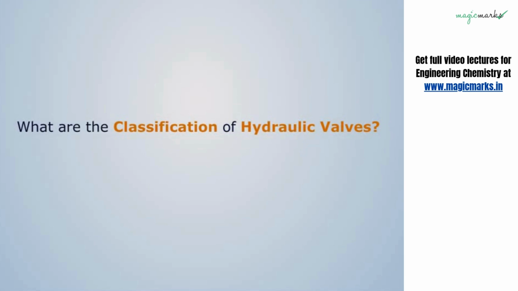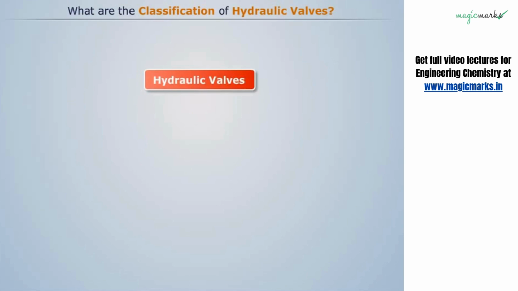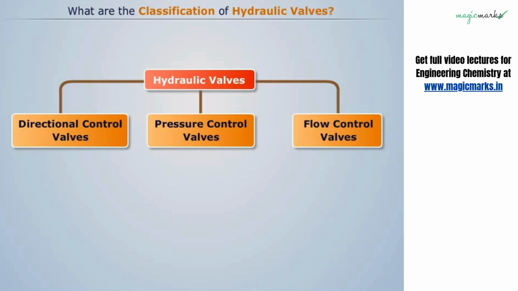What are the classifications of hydraulic valves? We know that hydraulic valves are subdivided into three main categories: directional control valves, pressure control valves, and flow control valves. Let us now see further classifications.